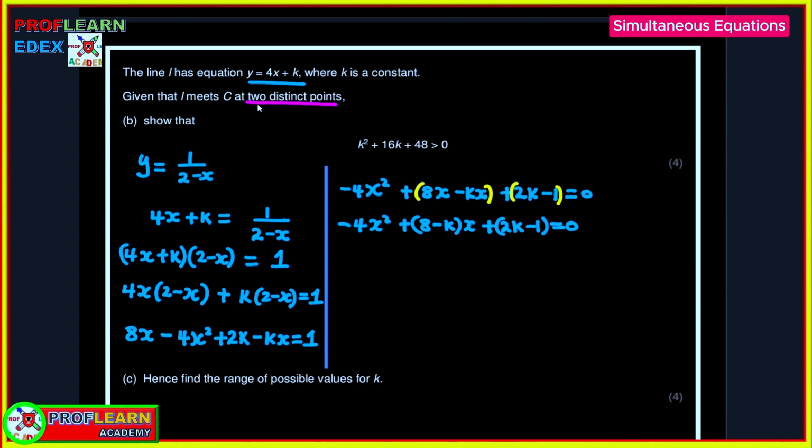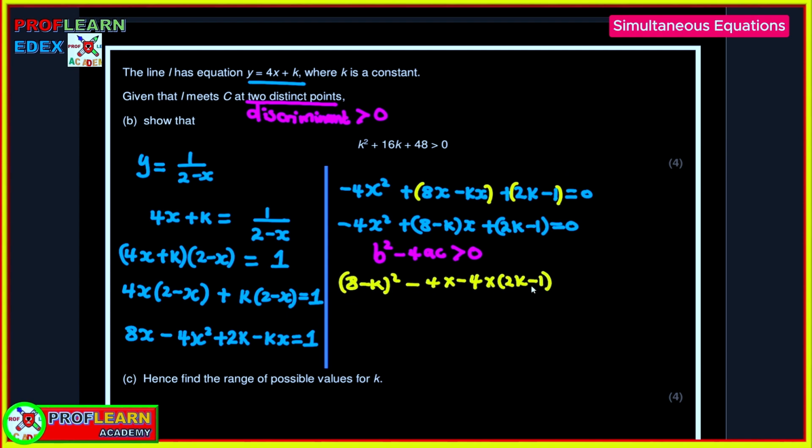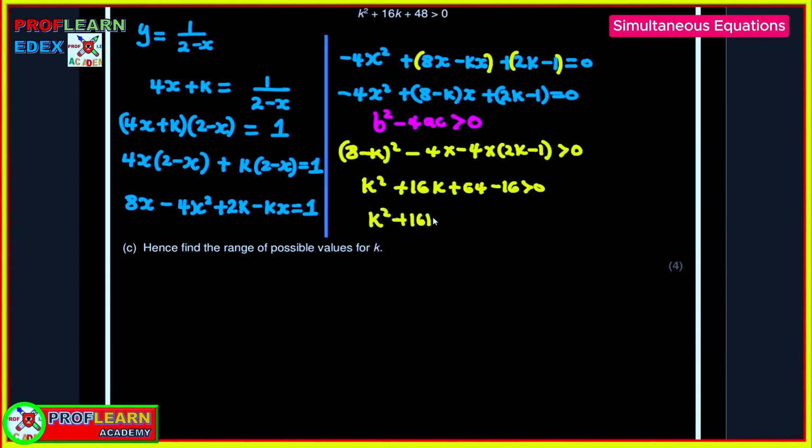And when you are told it meets at two distinct points, the discriminant is greater than 0. So we can find the discriminant using the formula b squared minus 4ac greater than 0, and then we can form a quadratic inequality. This quadratic inequality is the one that we are going to solve so that we can state the range of values that we are being asked down below here.